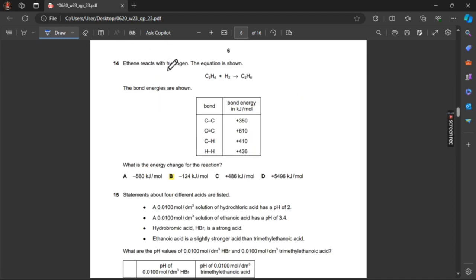Ethene reacts with hydrogen. The equation is shown. The bond energies are shown. And the question is, what is the energy change for the reaction? First of all, you should know the structure of C2H4. It should be like this, and there should be 4 hydrogen.